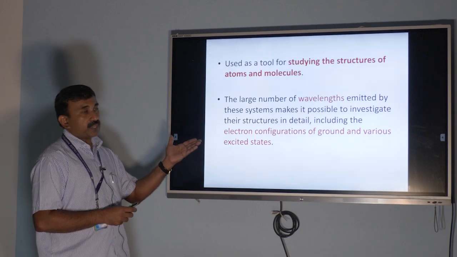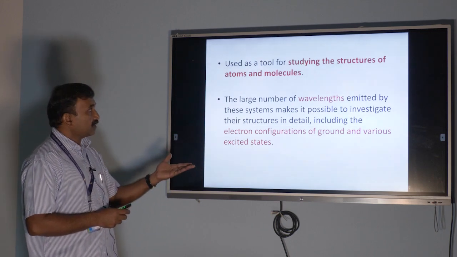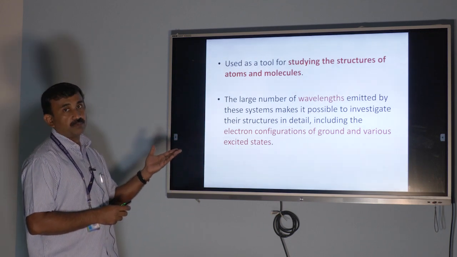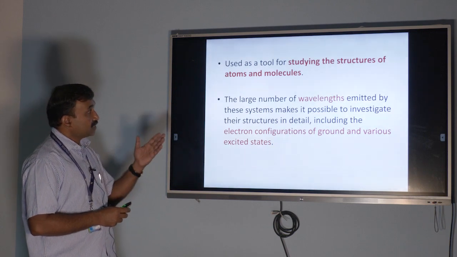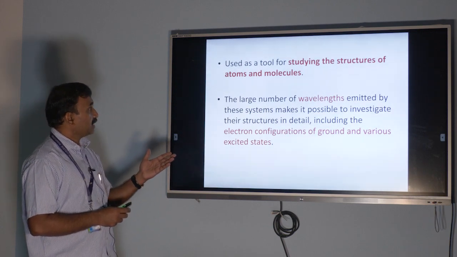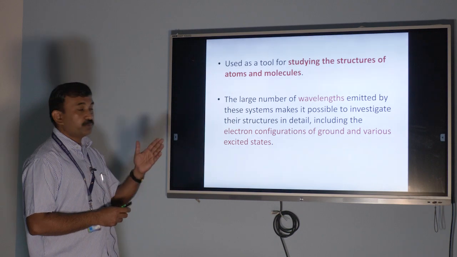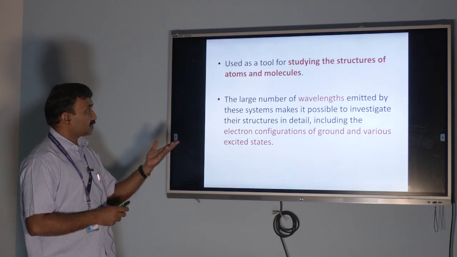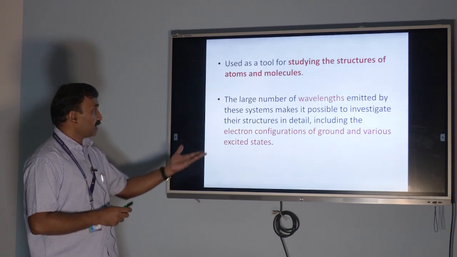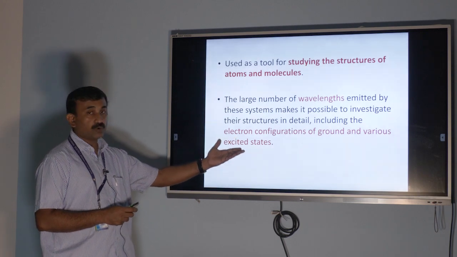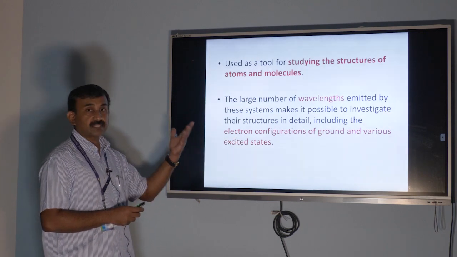Spectroscopy is used as a tool for studying the structures of atoms and molecules. The large number of wavelengths emitted by these systems makes it possible to investigate their structures in detail, including electron configurations of ground state and various excited states.